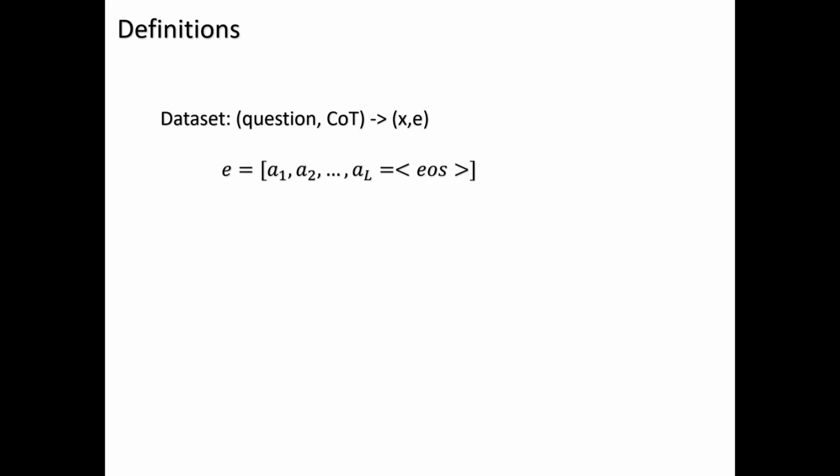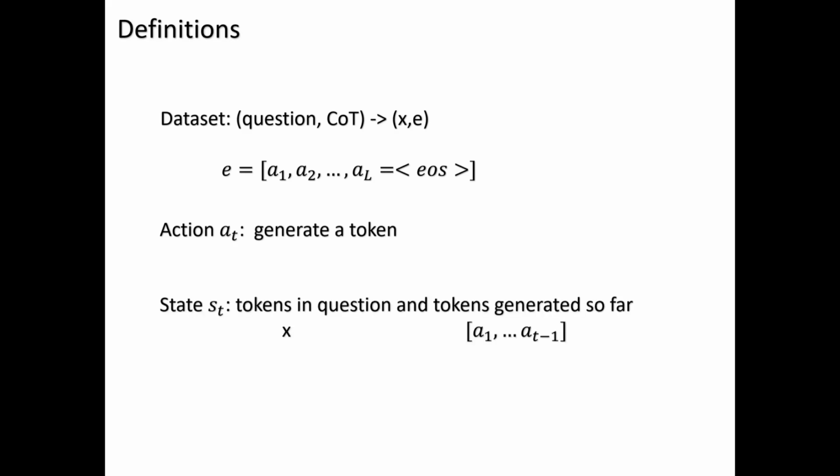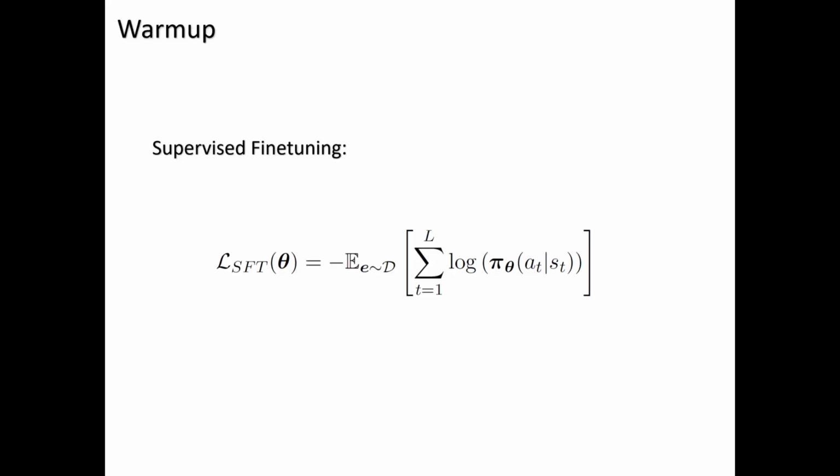Here's the definition. Given a dataset, there is a question and a chain of thought represented as E. E is a sequence of actions, and each action is to generate a token, and each state consists of the tokens in the question plus the tokens generated so far. As we have seen, the first step is supervised fine-tuning, and given the dataset with the chain of thought, we train the model to produce the chain of thought.